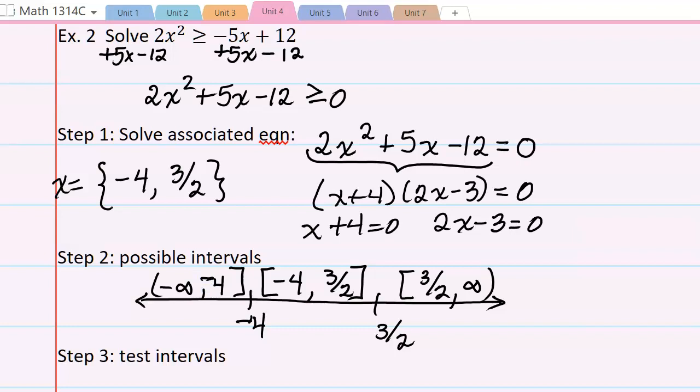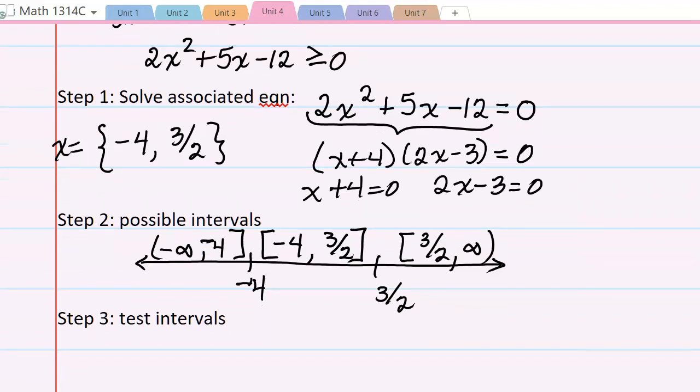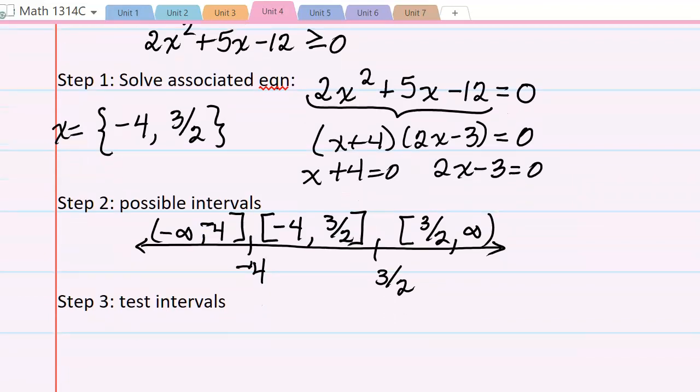For step 3, let us imagine the parabola going through our x values of -4 and 3/2, so we can determine when it is greater than 0, or above the x-axis. From the inequality 2x squared plus 5x minus 12 is greater than or equal to 0, we can see that the graph will open upward, since the coefficient of x squared is a positive 2.